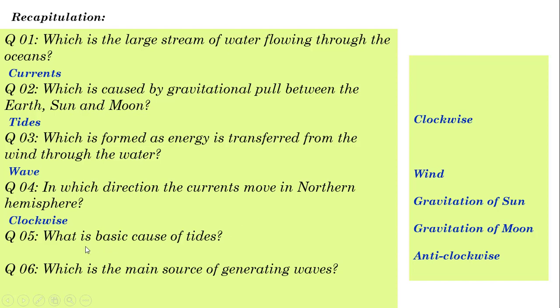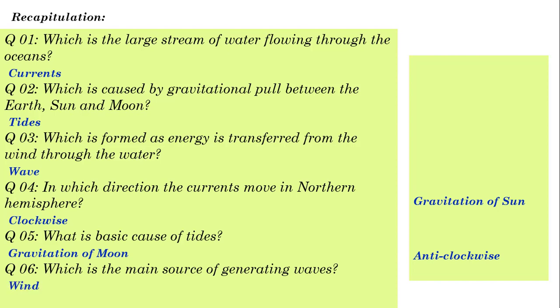Let's turn to the fifth question, that is, what is basic cause of tides? Yes, the correct answer is gravitation of moon. Let's turn to our last question, that is, which is the main source of generating waves? Just think about this question. Yes, the main source of generating waves is wind. Well done everyone. You have done a great job today.